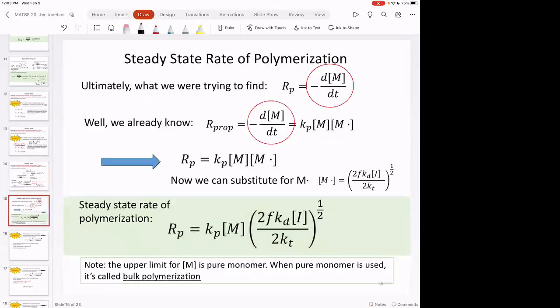All right. So if we substitute this back in, and this is the last slide, although I think I'm going to do one more clicker because we have a couple more minutes. If we substitute this into the simple rate of propagation, right? We can look up Kp for whatever monomer we want. We get to control the concentration of monomer, and now we know what the expression for M dot is. And so if we substitute that in, we get this steady state rate of polymerization. So how fast are we turning monomer into polymer? We need to know the propagation rate constant, the concentration of monomer, and then this, of course, is M dot.